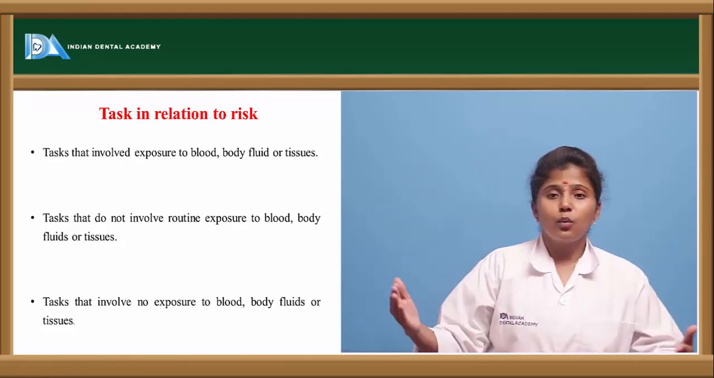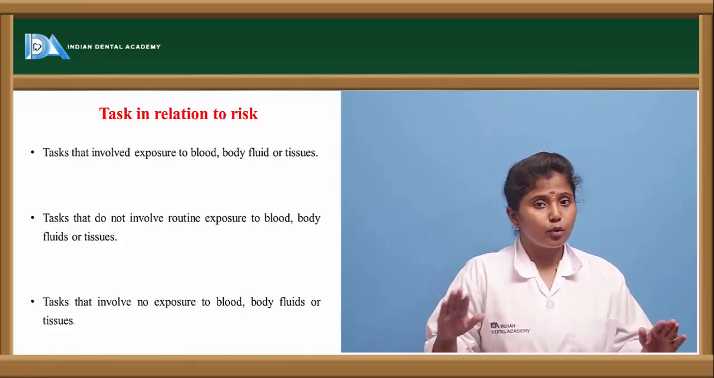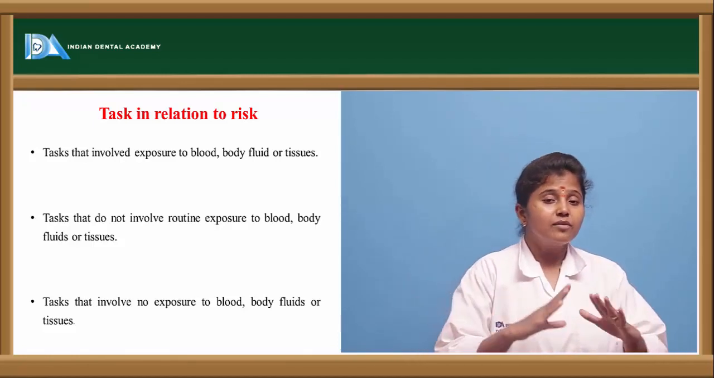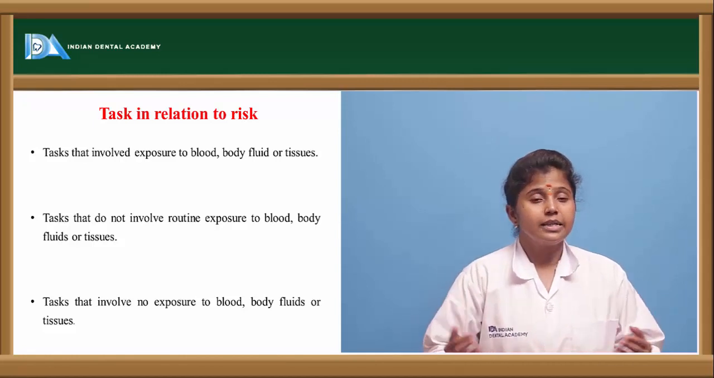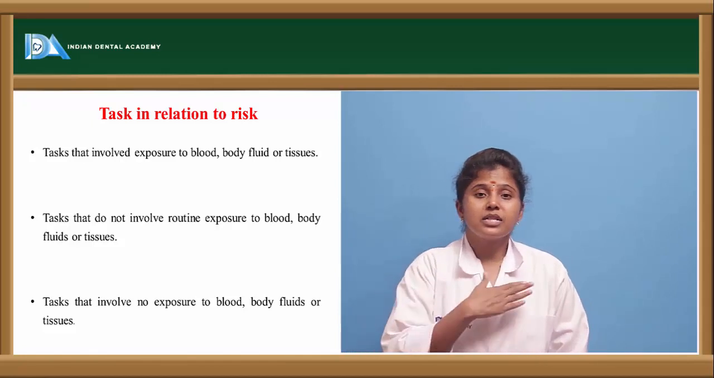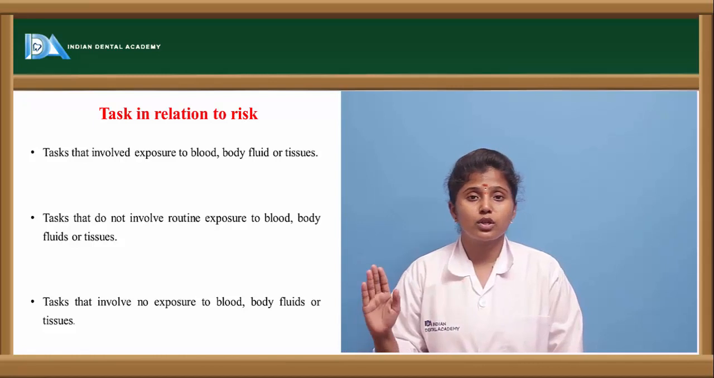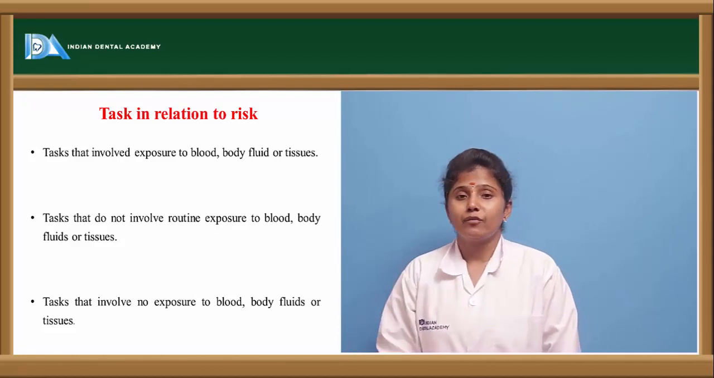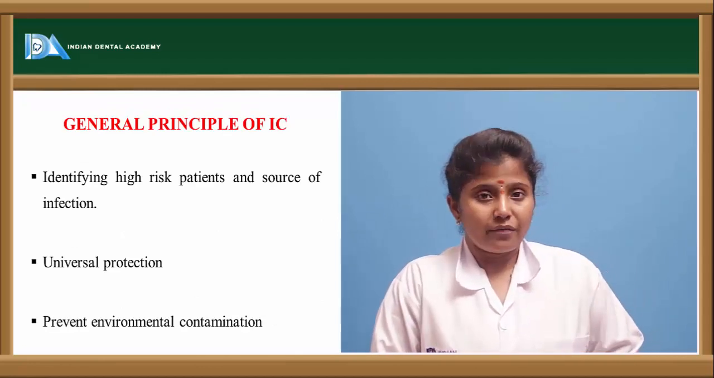And the other type of task is one without exposure to these. The person is not exposed to body fluids, but even then, if the environment is not clean, or the devices which we use are not clean, the infection may spread through that. And the other task is one where the person is not in contact with body fluids at all, so it is spread through the environment. What is the general principle of infection control?